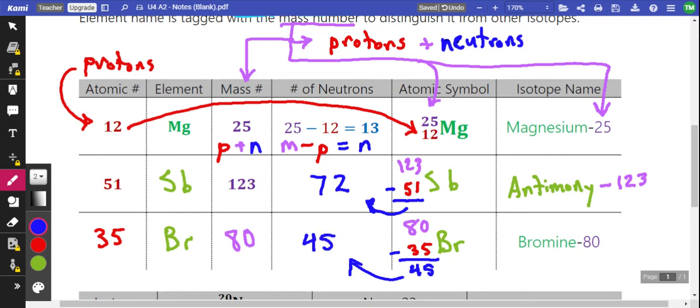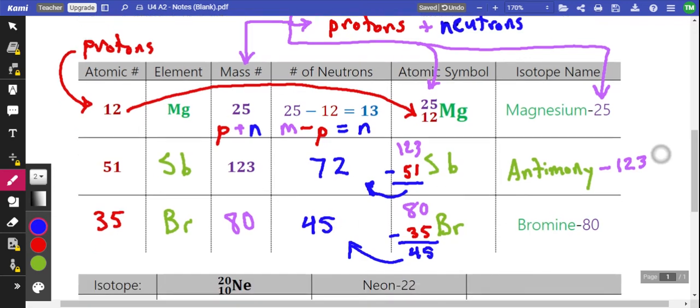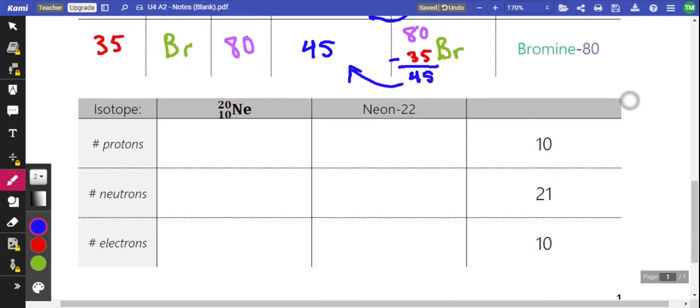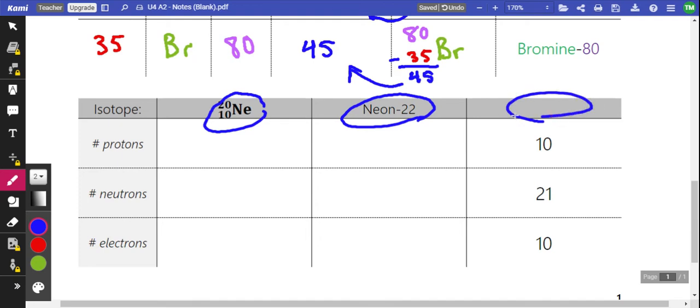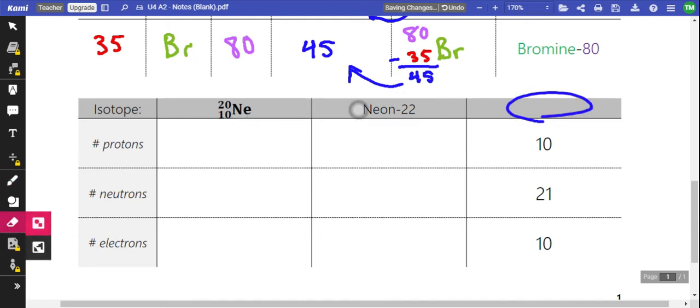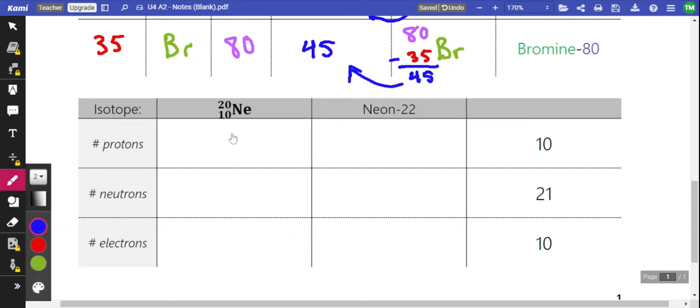Now, what your assignment is mostly going to be like is something down here like this, where we want to figure out the number of protons, neutrons, and electrons in a specific isotope, either from the isotope symbol or the isotope name, or we're going the other way around and trying to figure out what to call the isotope based on the number of protons, neutrons, and electrons. So let's do these real fast.